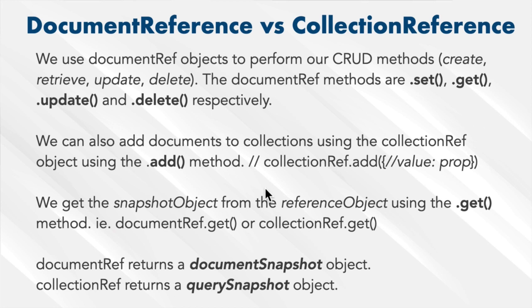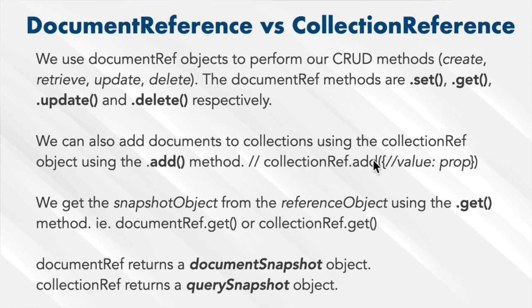Now, the methods that we need to call on the document ref are .set in order to create it, .get in order to retrieve it, .update in order for us to update the data, and then .delete for us to just delete that entry entirely. Now, we can also add documents to collections using the collection ref, as long as we use the method .add on that collection ref. So as you can see here, if we call collectionRef.add, and then we pass in an object with the value props of what we want to add as a new document to this collection, collectionRef.add will do that for us.